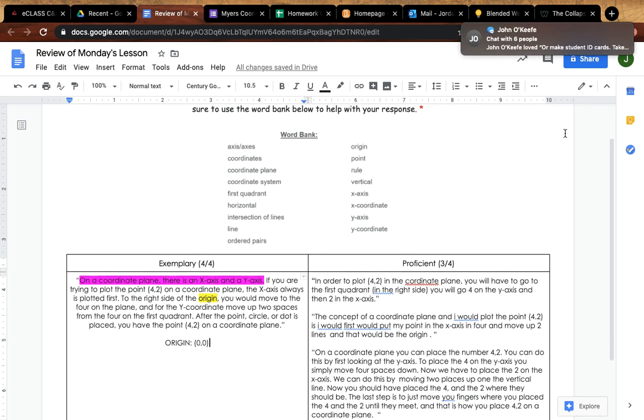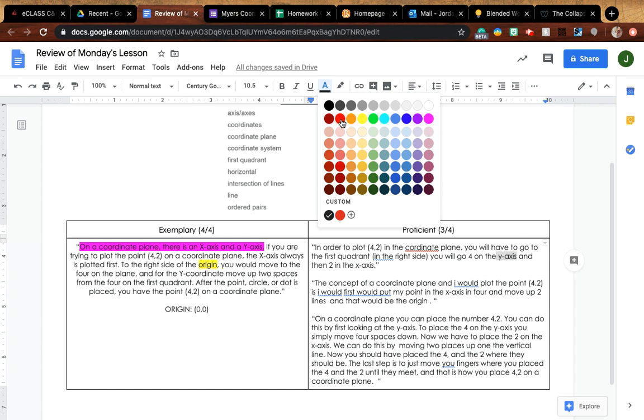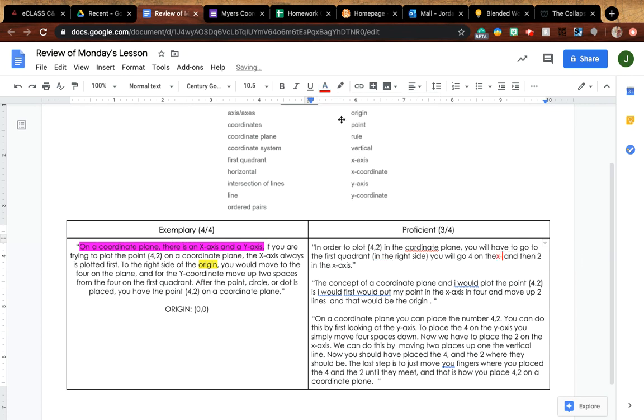Now let's look at a couple proficient examples. So these over here were almost perfect. They were just missing something small. This one right here says, in order to plot (4, 2) on a coordinate plane, you will have to go to the first quadrant and the right side, and you will go to 4 on the y-axis and 2 on the x-axis. This is the only little error here. This, where he or she says y-axis, should have been x-axis.